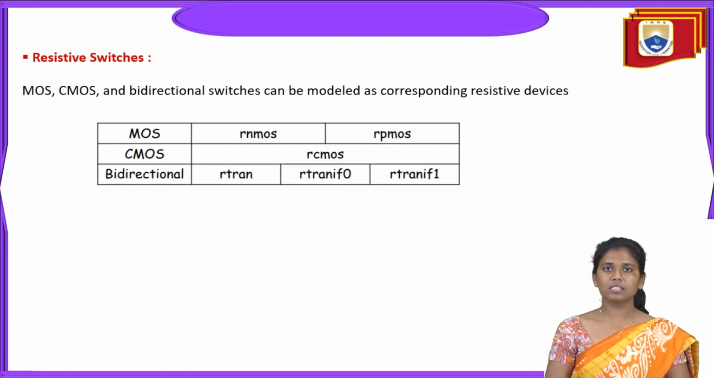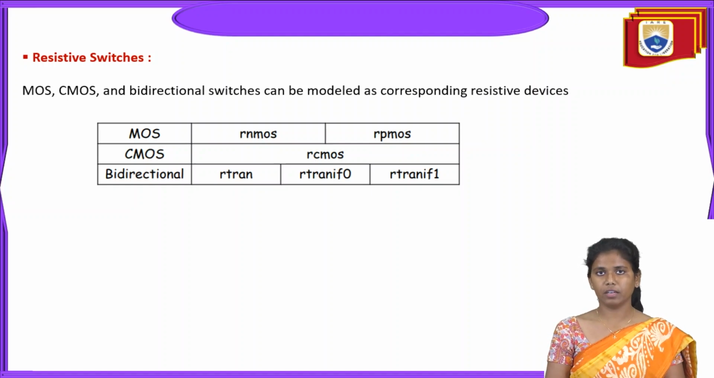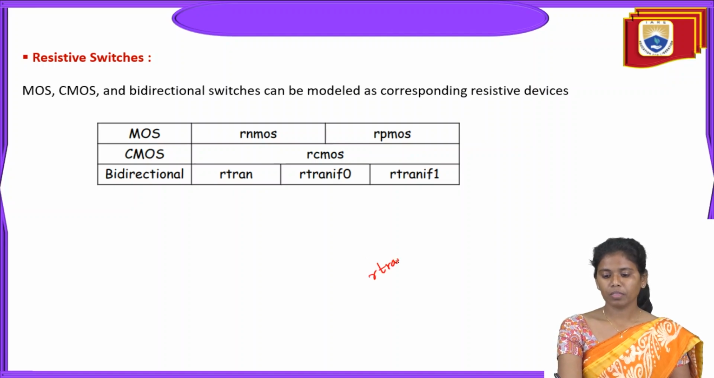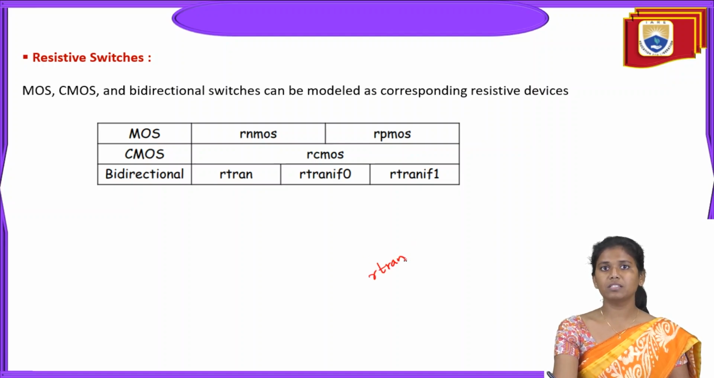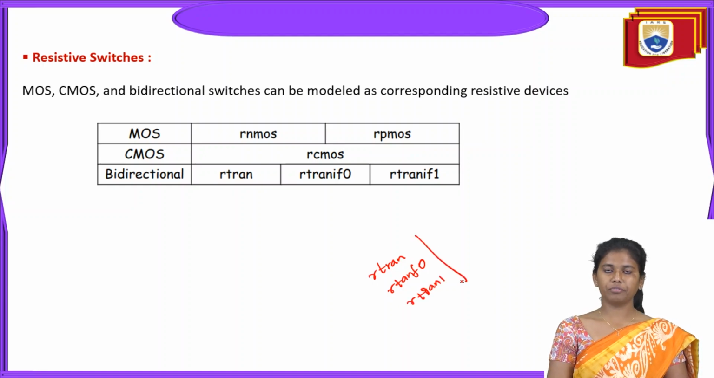So what is this resistive switch? The resistive switch is one of the switches that we have discussed earlier. We represent the resistive switch with R-tran. We know that tran is one of the basic switches. These are bidirectional switches, right? So R-tran if 0 and R-tran if 1. These are the basic bidirectional switches.